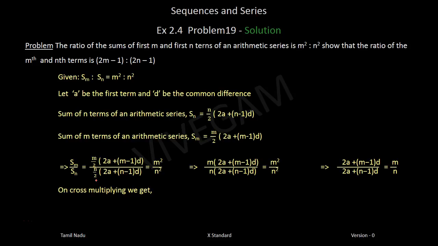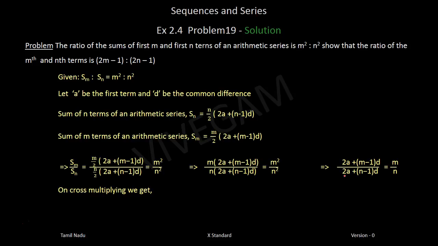So this 2 and 2 will cancel. We'll get m into the same thing, 2a plus m minus 1 into d. This m and this m square will cancel, so this side will become m by n. So this will remain 2a plus m minus 1 into d over 2a plus n minus 1 into d.